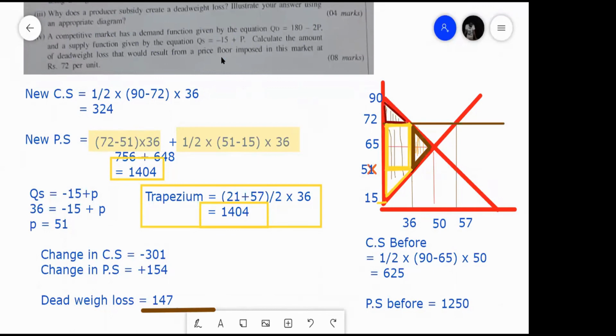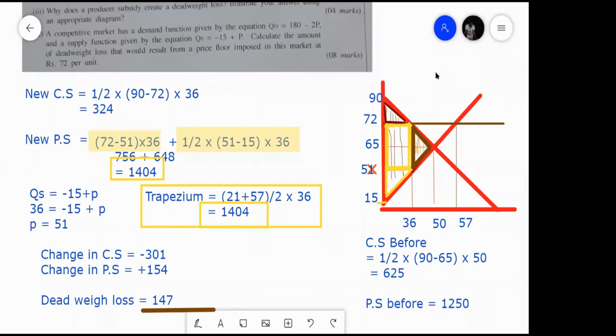How did I get 147, guys? I got the change in consumer surplus minus 301, change in producer surplus 154. So I added these together, minus 301 plus 154. I get a minus 147. So that is the deadweight loss. Deadweight loss is always negative. It's a loss. No, I got confused.